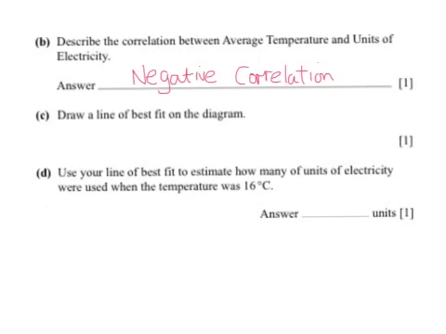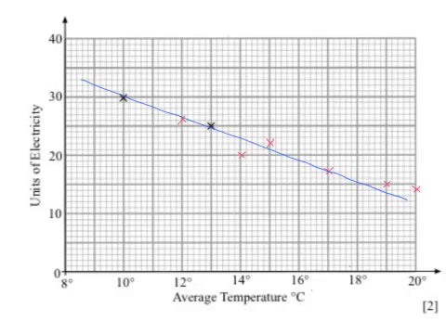So having answered part B as negative correlation, we're then asked to draw a line of best fit on the diagram. Each person's line of best fit could be slightly different from the next person's, depending on the angle you choose to draw it at. However, as a general rule, we should be aiming to put the line of best fit through as many coordinates as possible.